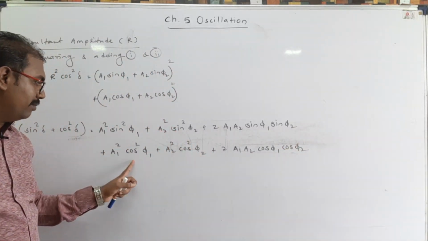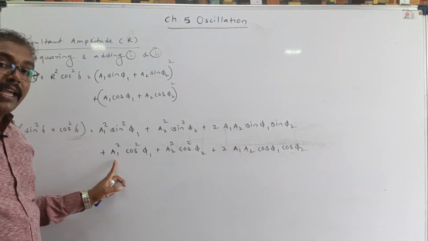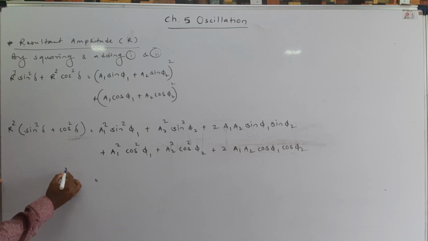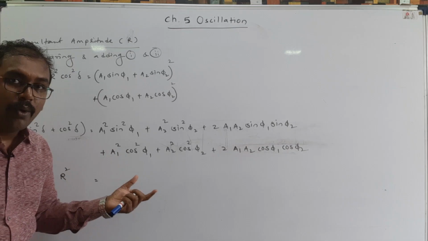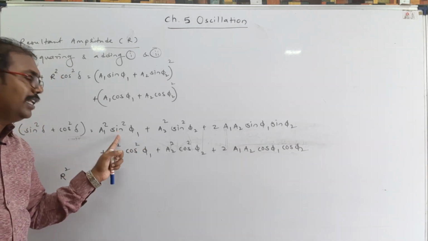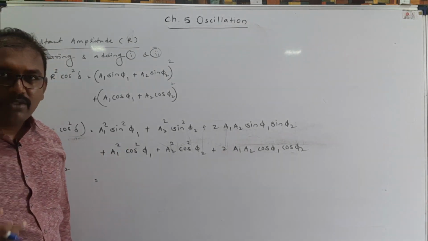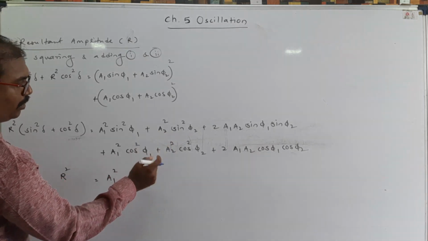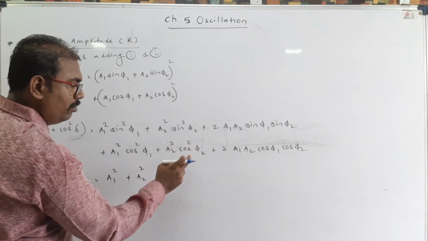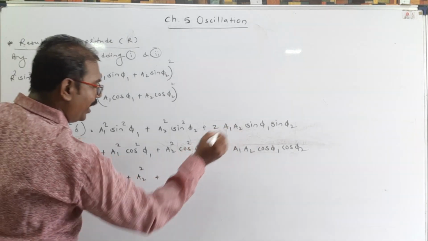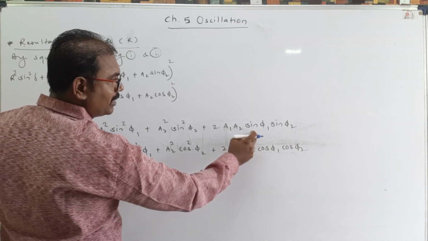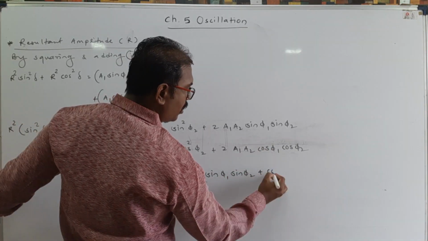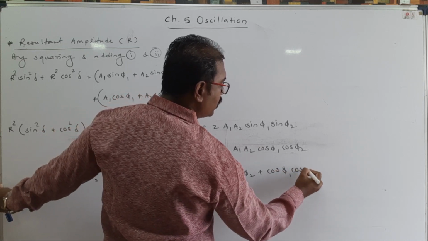Then after that, from this term and this term, we can take A1 square common. Then in a bracket we get sin square phi 1 plus cos square phi 1. Now you know that sin square delta plus cos square delta is 1, so R square is written, and this comes to 1. In a similar manner, when we take A1 square common from these two terms, in a bracket we get sin square phi 1 and cos square phi 1, whose addition is 1. So I can write A1 square, plus in a similar manner A2 square we can take common, and in a bracket sin square phi 2 plus cos square phi 2, which is also 1. Plus here 2 A1 A2 is common. Then in a bracket: sin phi 1 sin phi 2 plus cos phi 1 cos phi 2.